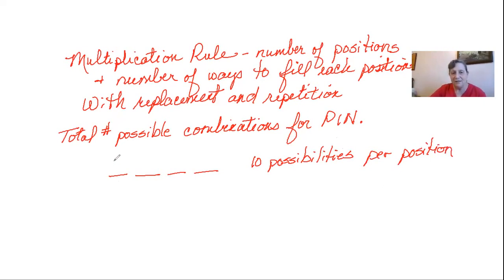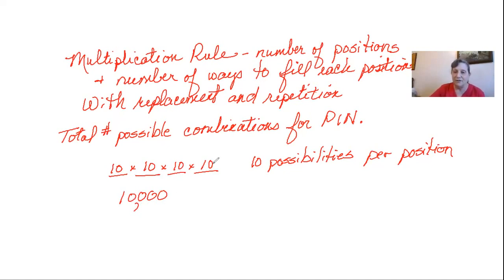So there are 10 different things that could go here, 0 through 9. There are 10 different things that could go here because choosing a digit to go in the first position has no effect. It could be used again, so that's with replacement. Also, that's possible repetition. There are 10 that could go here. There are 10 that could go here. And the multiplication rule says that therefore there are 10 times 10 times 10 times 10 possible combinations, which would be a total of 10,000 possibilities.